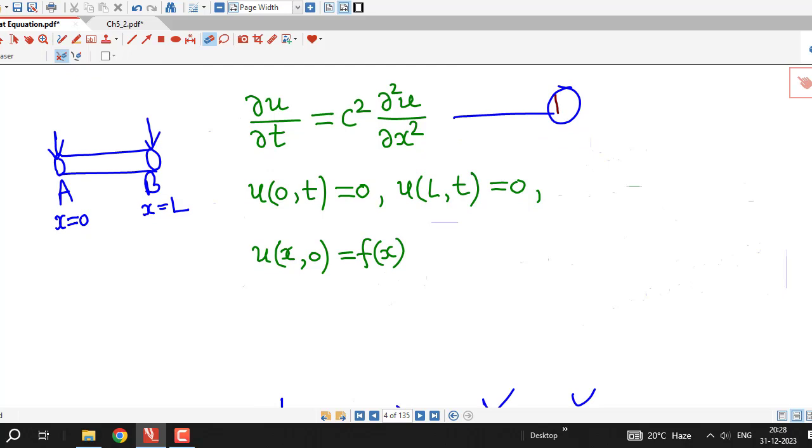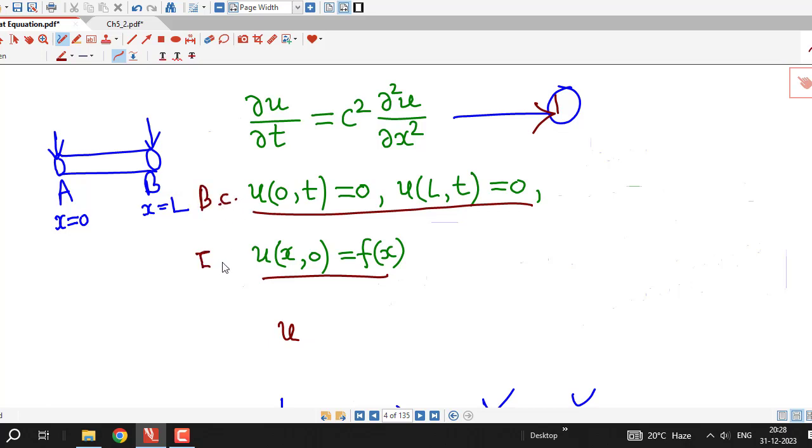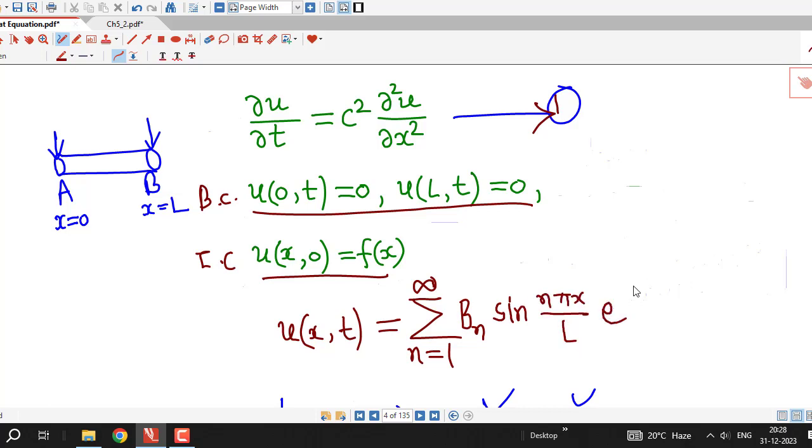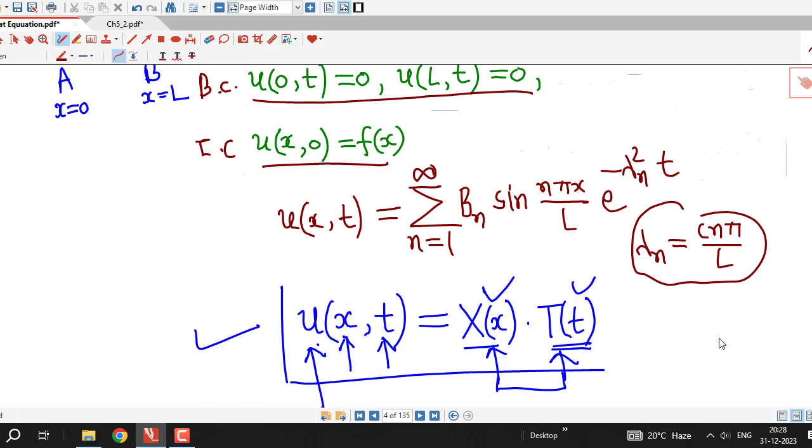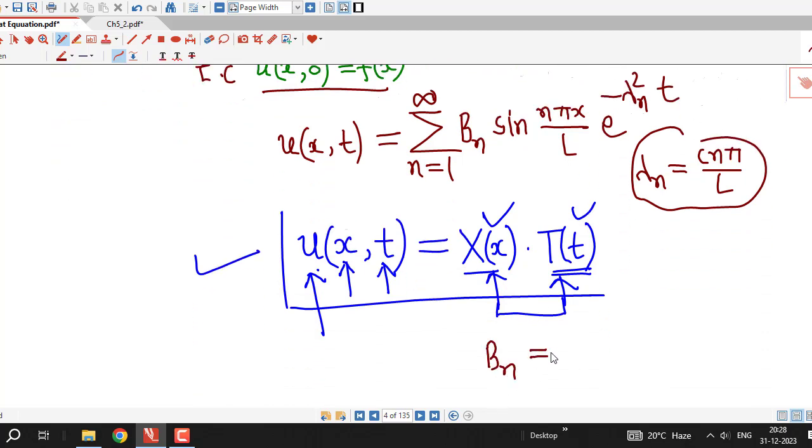So in this lecture we have obtained that if we have this type of boundary conditions and this initial condition, then the solution of heat equation 1 satisfying these boundary conditions and this initial condition is given by u(x,t) equal to sigma n equal to 1 to infinity bn sin(n pi x / L) exponential of negative lambda n square times t, where lambda n is given by c n pi over L. They are called eigenvalues, and this bn is given by the formula of the Fourier coefficient, which is 2 by L integral from 0 to L f(x) multiplied with sin(n pi x / L) dx.